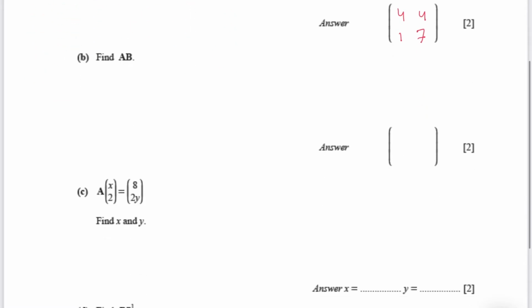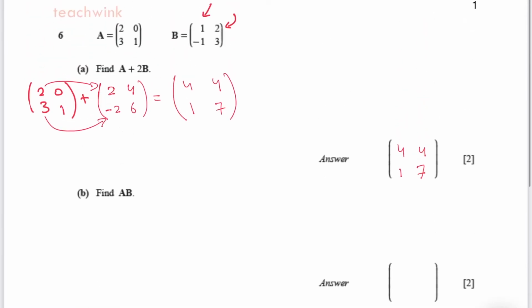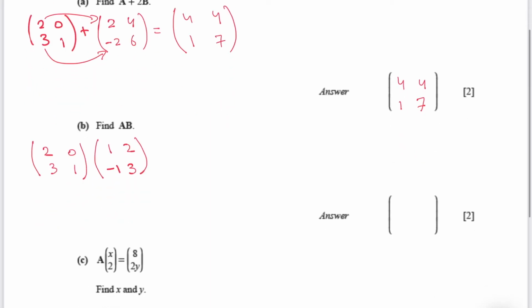The next part says find AB. That means you need to multiply A and B. So let's do that. We have 2, 3, 0, 1 multiplied by 1, 2, negative 1 and 3. Okay, so we're going to do this bit over here. We multiply 2 by 1 first and then add it to 0 times negative 1. That's the first row and the first column of the second matrix.